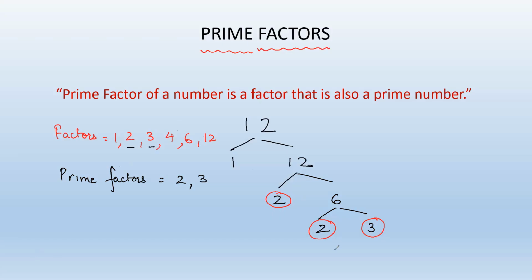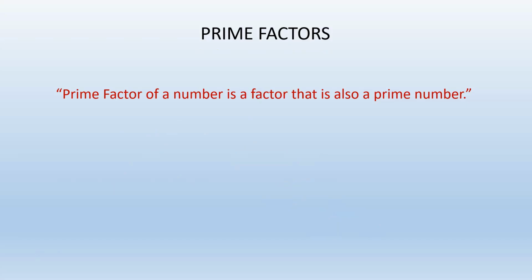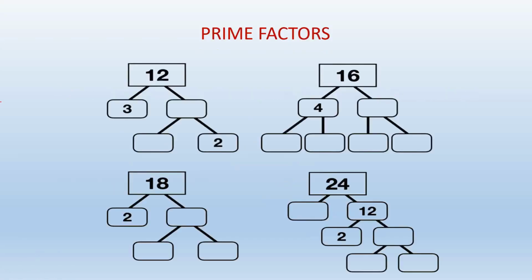Now, let us understand this concept more deeply using further examples. We have done it for the number 12. Let us move on to the number 16. For 16, we get 4 times 4 is 16. Now, 4 can further be divided into 2 times 2. Again, 2 times 2. Here, the number 2 is a prime number. Hence, the prime factor of 16 is only 2. There is no other prime number which is a factor of 16.